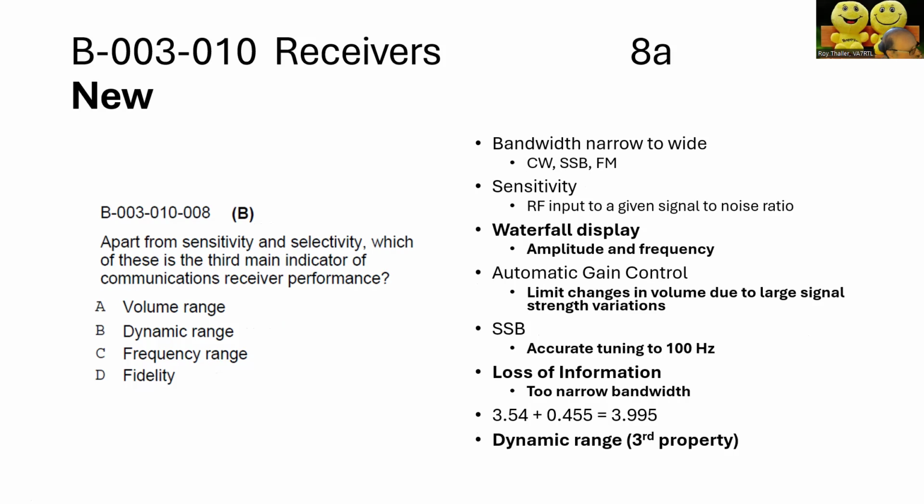Another new question is, apart from sensitivity and selectivity, which is the third major indication of receiver performance? It used to be frequency stability, but that's not used anymore. So the correct answer now that they're looking for is the dynamic range of a receiver.